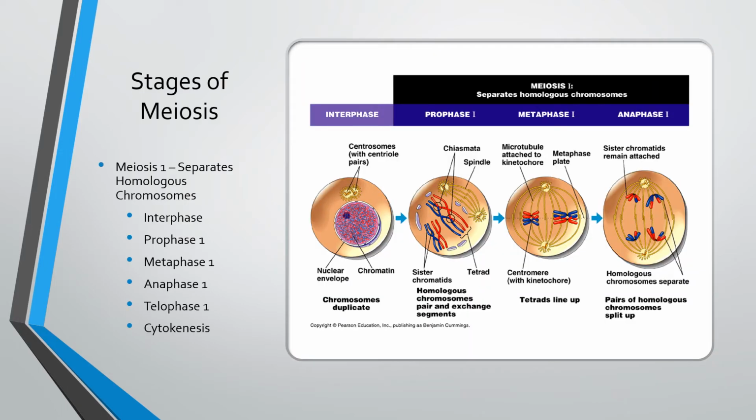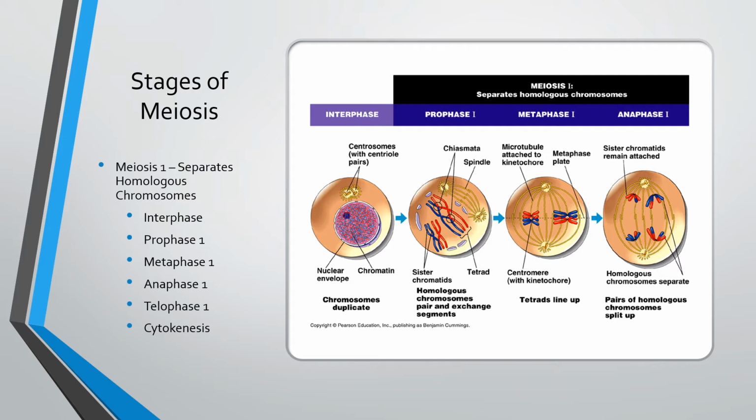The stages of meiosis in a nutshell. Meiosis 1 is where homologous chromosomes are separated. It includes interphase, prophase 1, metaphase 1, anaphase 1, telophase 1, and cytokinesis. And we'll go further in depth into these different stages as we progress through the slideshow.